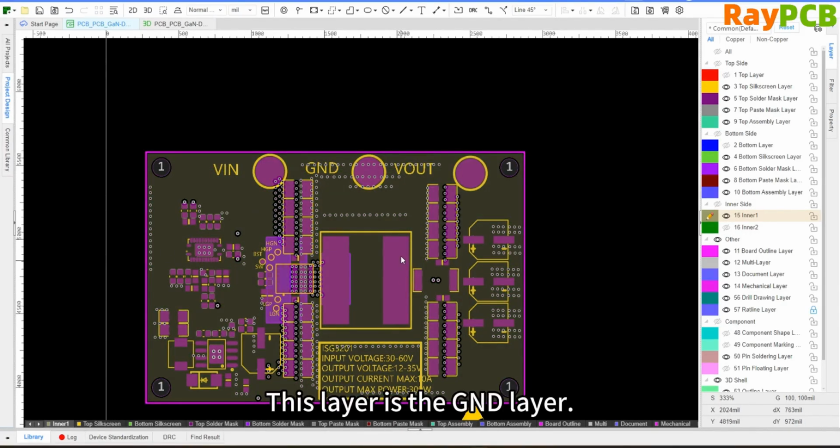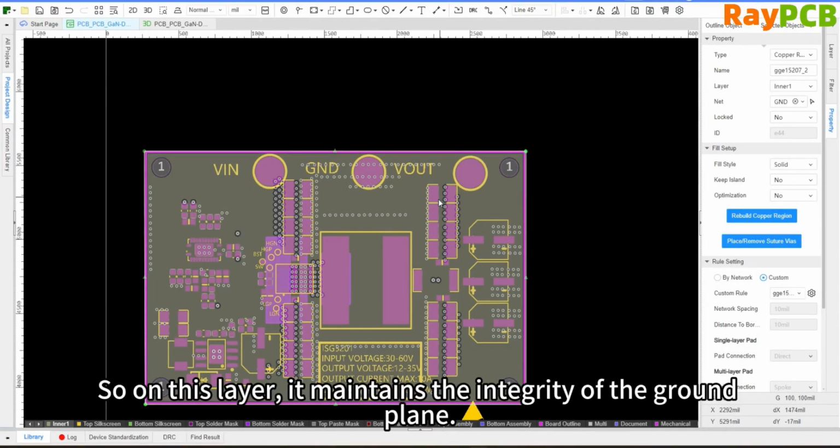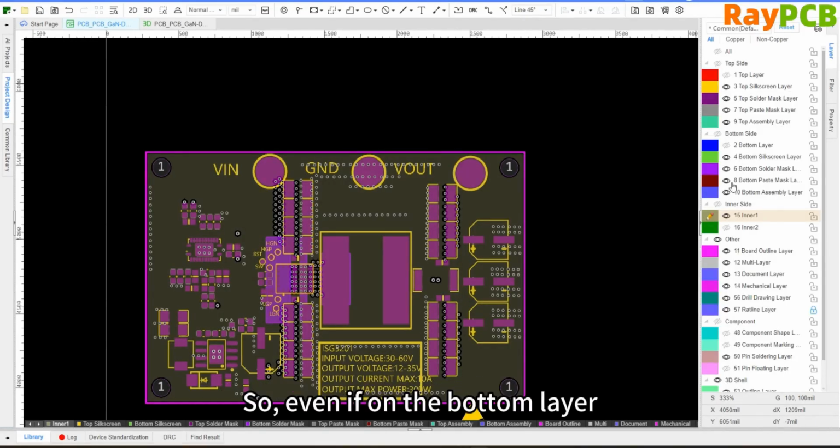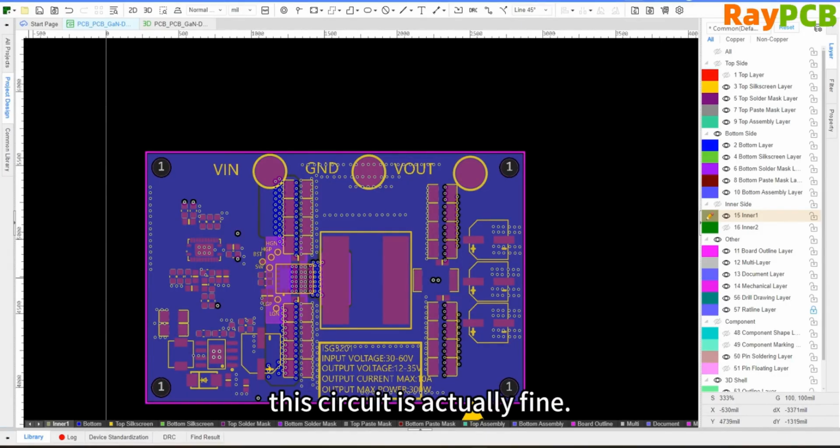This layer is the GND layer. Its network is GND and there are no separations. So on this layer, the integrity of the ground plane is maintained. So even if the underlying plastic layer does not meet our design specifications, this circuit is still fine.